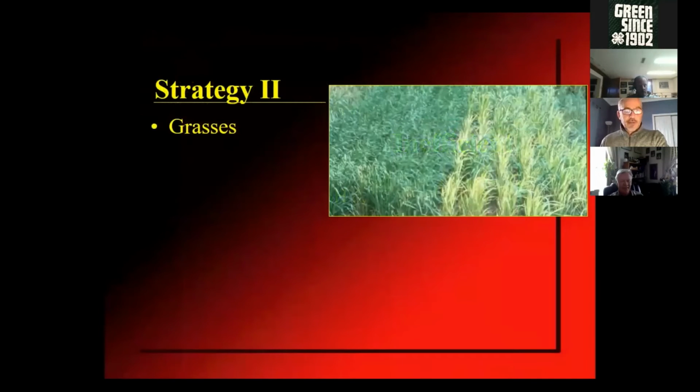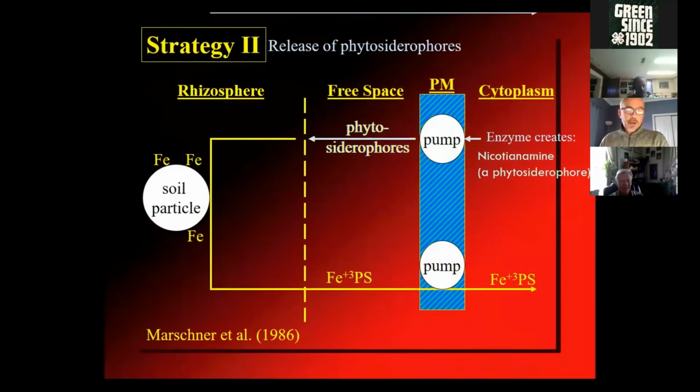The other strategy by which plants can alter their environment surrounding the root is strategy 2. And this pertains mostly to the crops that we grow here in Colorado, unless you're growing alfalfa, for example, and grasses like wheat and corn. Wheat and corn and other grass species use a different mechanism to alter the iron chemistry in the rhizosphere, and they create natural chelates within the plant root that are pumped across the plasma membrane and go out into the soil and find iron, chelate it, and carry it back to the root.